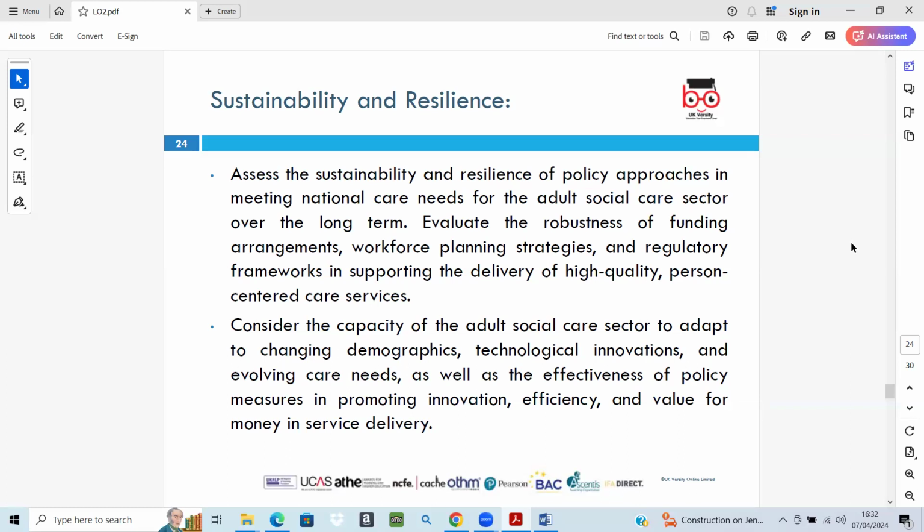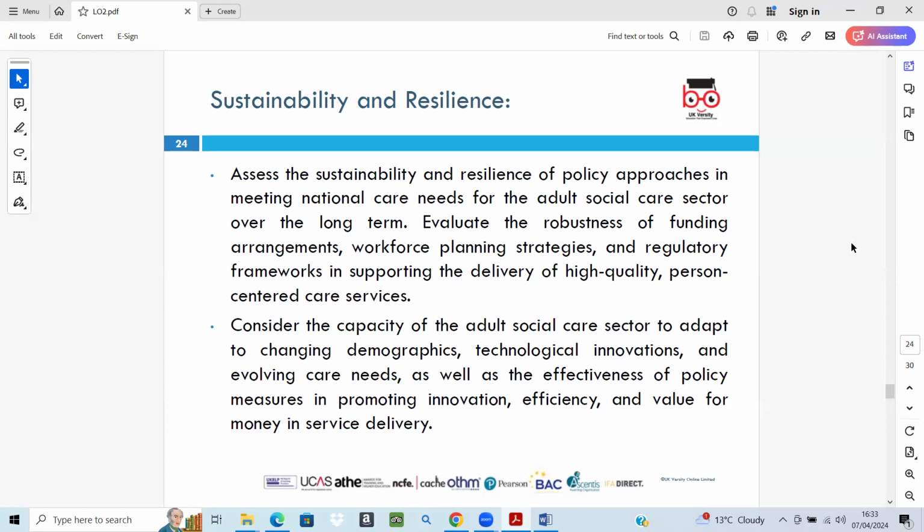Then workforce planning strategies, these are again really important. Workforce planning strategies are important in addressing current and future workforce needs within the adult health and social care industry. We always assess the resilience of workforce planning strategies in adapting to changing demographics, technological innovation, and evolving care needs, and their capacity to sustain a skilled and motivated workforce.